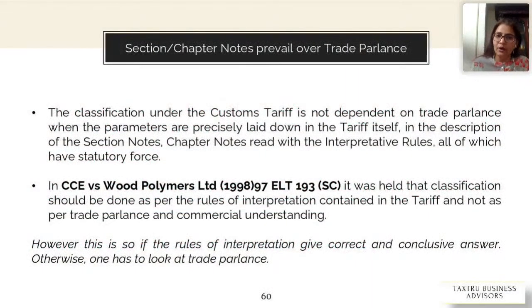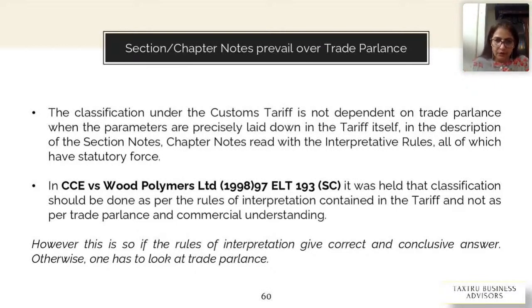Section and chapter notes prevail over trade parlance. Both things we have seen, as Navjot has dealt with in his PPT, that some say they have some kind of value, and some say no, they are only for explanation purposes. So the classification in the customs tariff is not dependent on trade parlance when the parameters are precisely laid down in the tariff itself, in the description, the section note, the chapter note, read with the interpretational rules, all of which have statutory force. So they have statutory guidance force.